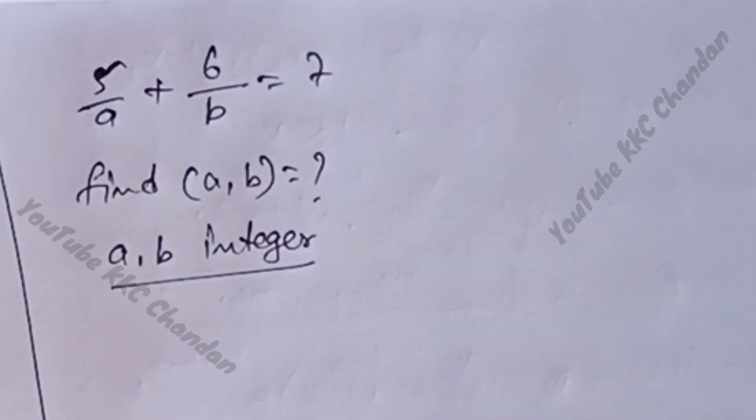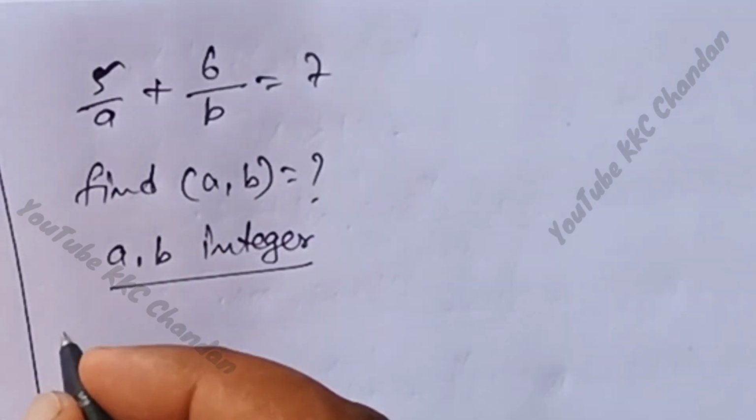Here a question is given. The question is that 5 divided by a plus 6 divided by b is equal to 7. Find the value of a and b. What is the value of a and b? The condition is that a and b are both integers. Let's start to solve this question.